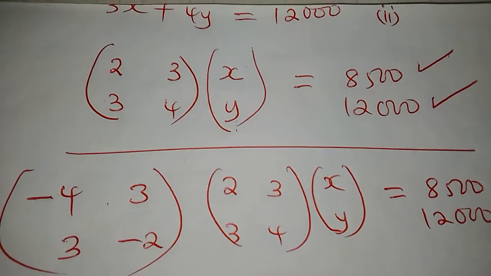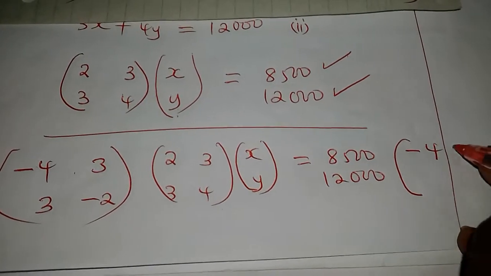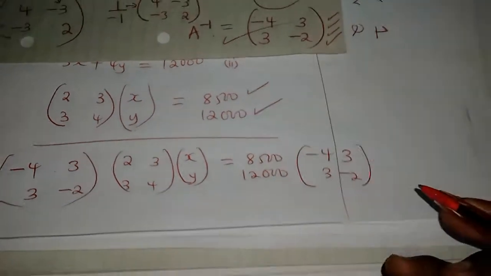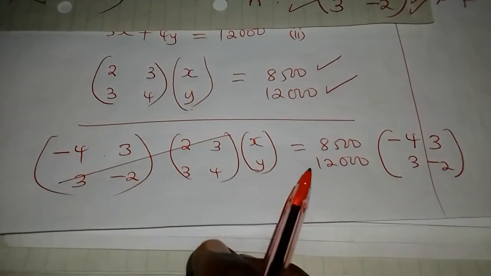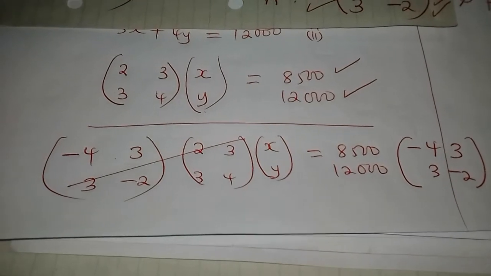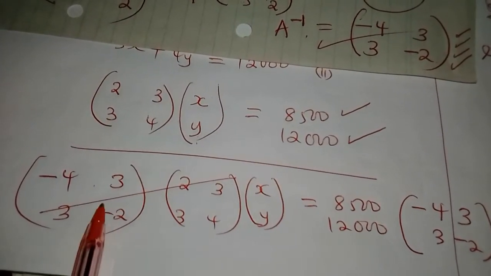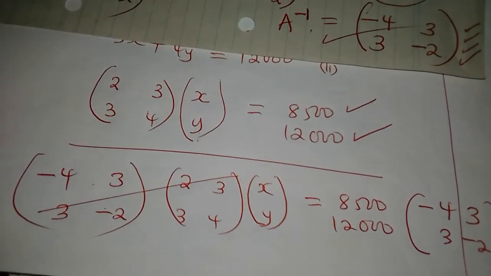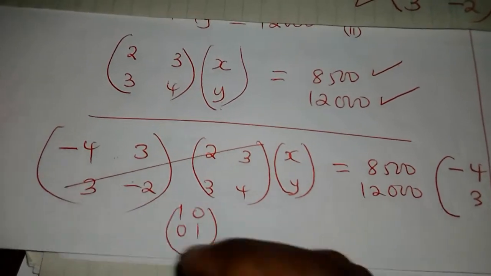By also multiplying by the inverse of that matrix on this other side. So you also write -4, 3, 3, -2. Then you are actually done with that. These two will give you what you call an identity matrix. Identity matrices can only be obtained when a matrix gets multiplied by the inverse of the same matrix. So that gives an identity matrix of 1, 0, 0, 1.